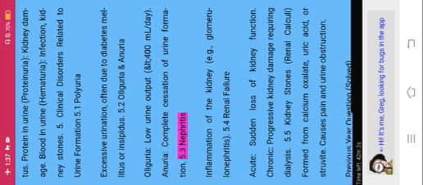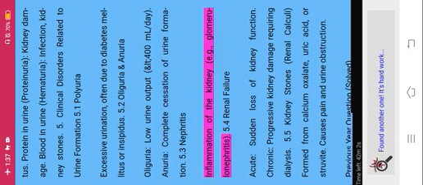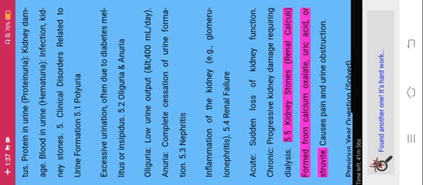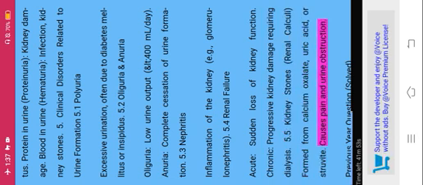5.3 Nephritis. Inflammation of the kidney, e.g., glomerulonephritis. 5.4 Renal failure. Acute, sudden loss of kidney function. Chronic, progressive kidney damage requiring dialysis. 5.5 Kidney stones, renal calculi formed from calcium oxalate, uric acid, or struvite. Causes pain and urine obstruction.